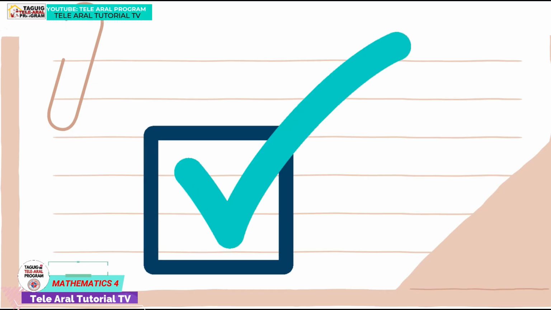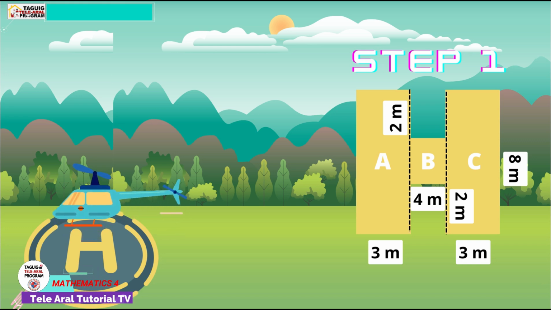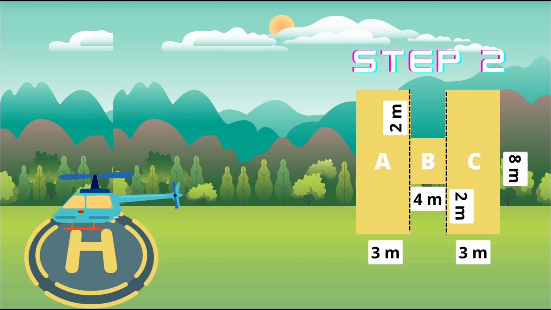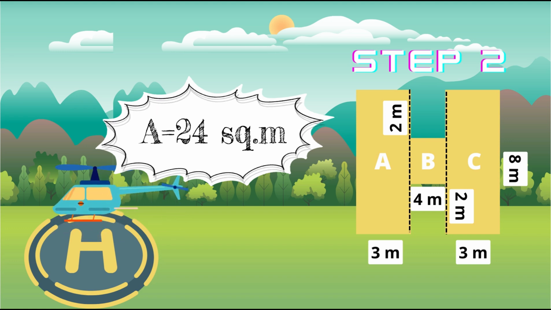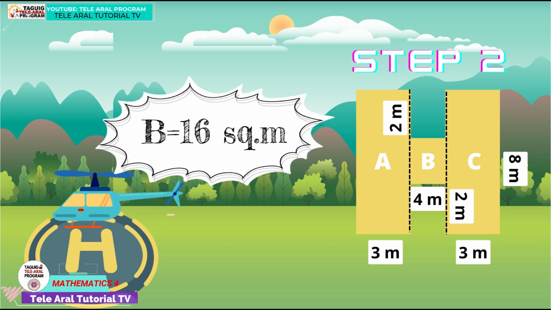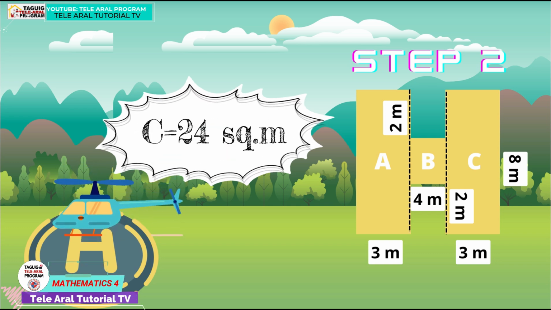Now, let's check your answer. Step 1. Cut the figure into squares and rectangles. Very good. Step 2. Find the area of each figure. What is the area of figure A? Very good. It is 24 square meters. How about figure B? Superb! It is 16 square meters. What about the area of figure C? Excellent! It is also 24 square meters.